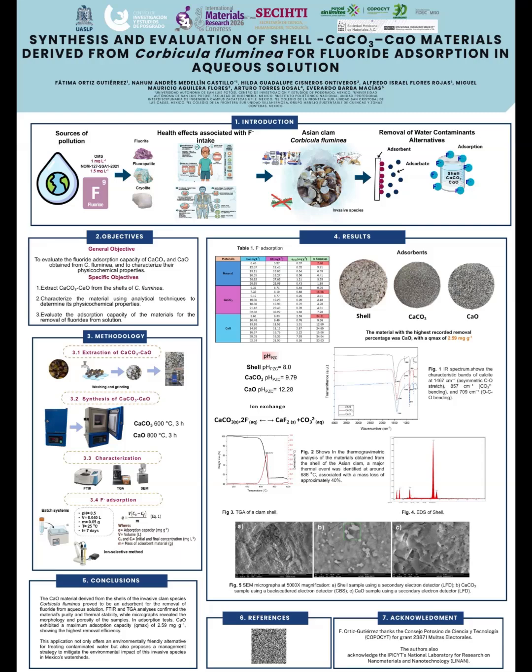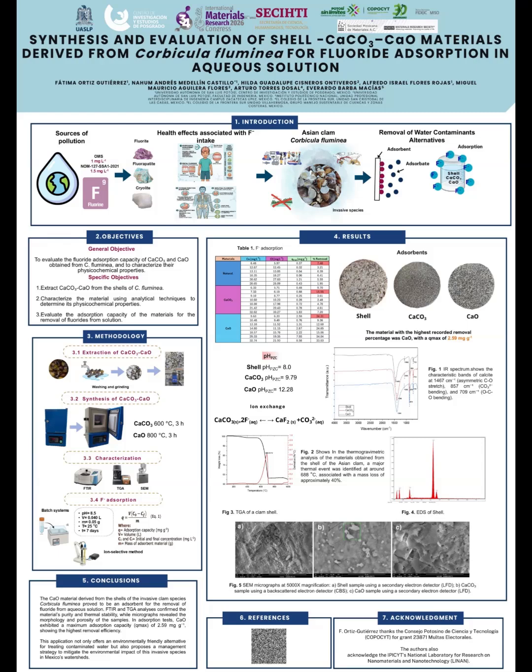To obtain calcium carbonate, the material was calcined at 600 degrees Celsius, while to obtain calcium oxide, calcination was performed at 800 degrees Celsius. The removal tests were conducted using fluoride solutions with concentrations ranging from 6 to 30 milligrams per liter. For each experiment, 40 milliliters of solution and 0.05 grams of material were placed in centrifuge tubes. The systems were kept in contact for 7 days. At the end of this period, the residual fluoride concentration in each solution was determined using an ion-selective electrode. Based on the initial and final concentrations, the percentage of fluoride removal was calculated for each material.